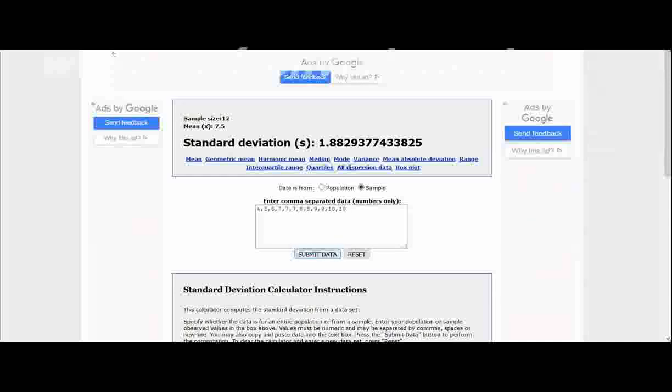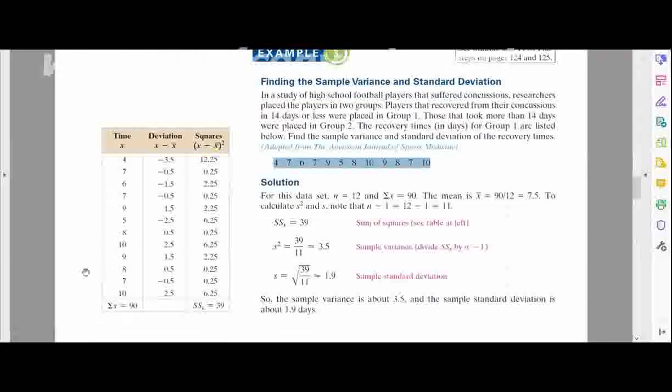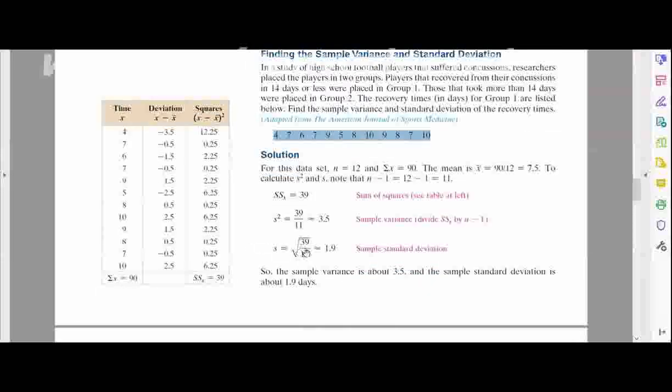Well, the sample size is 12. Mean X bar is 7.5 and standard deviation, or S, is 1.88. If you round it up, you get 2. Let us take a look at our solution using the table. As you can see, standard deviation is 1.9. If you round it up, you get 2.